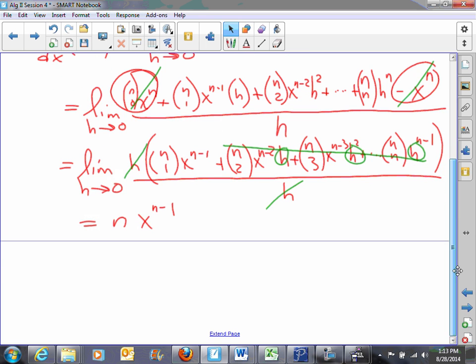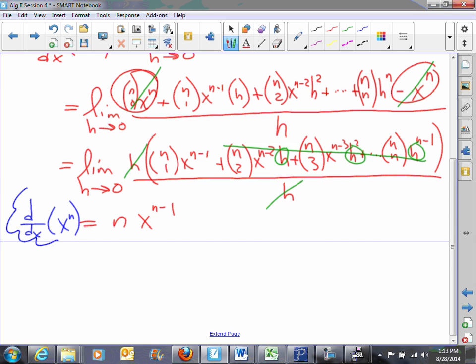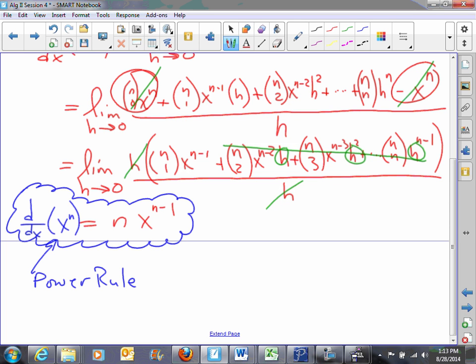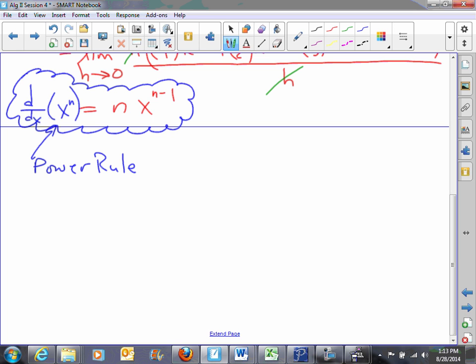Now we call this the power rule, okay? And let's just write it. The derivative with respect to x of x to the n is equal to n times x raised to the n minus 1. And this is the power rule. Now, let me point out that at the moment, we've just justified that this is true when n is a natural number. In other words, when you raise x to a power of 1 or 2 or 3 or 4 or stuff like that.